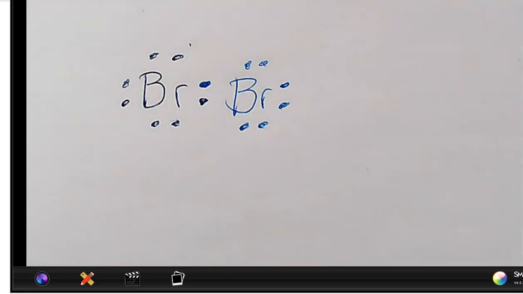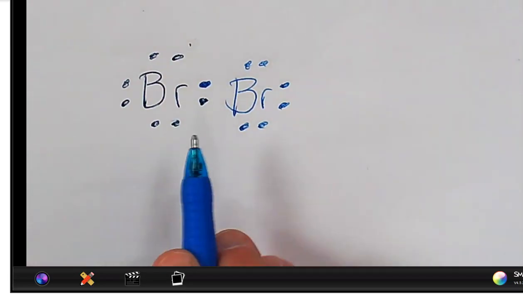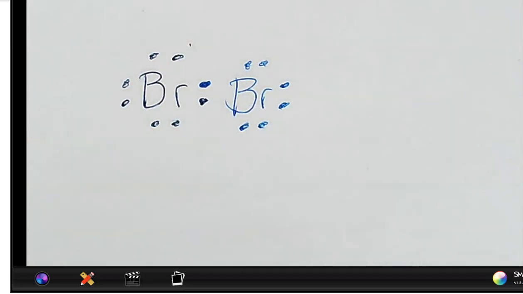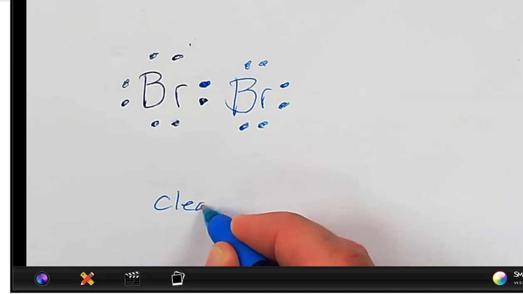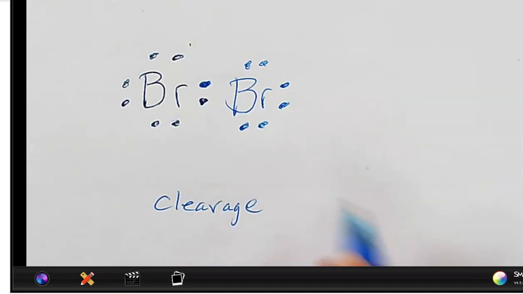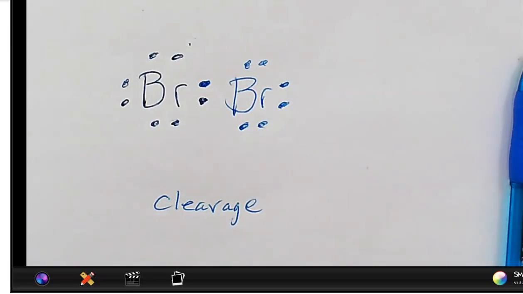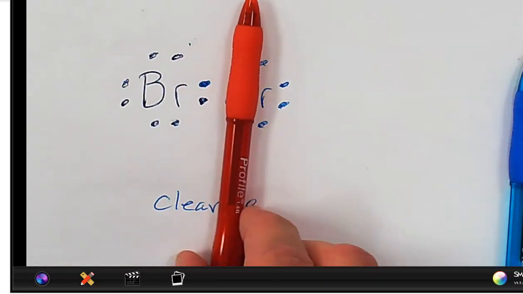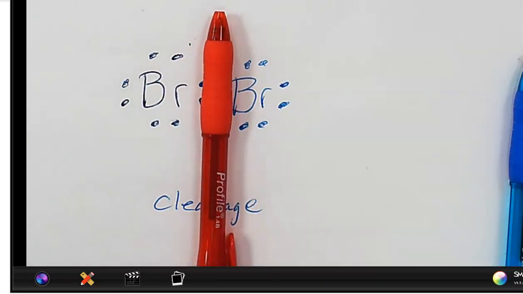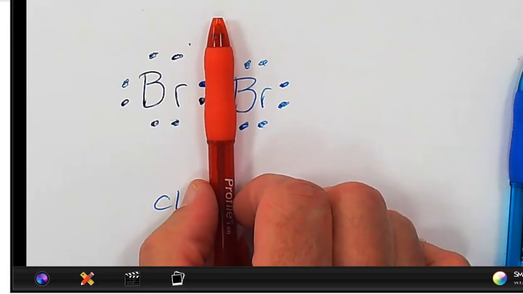That's a sigma bond. But what we're going to do now is split this apart. And the word for splitting these apart is cleavage. And we can do it two ways. I could divide them right through there where I'm laying the pen.